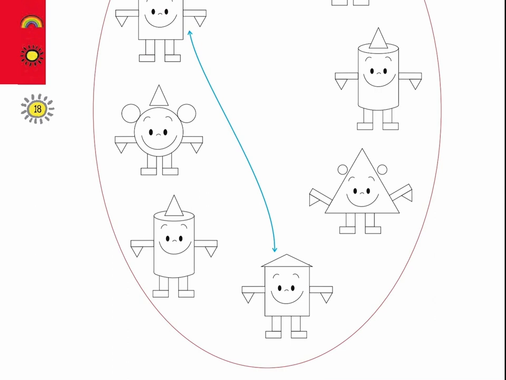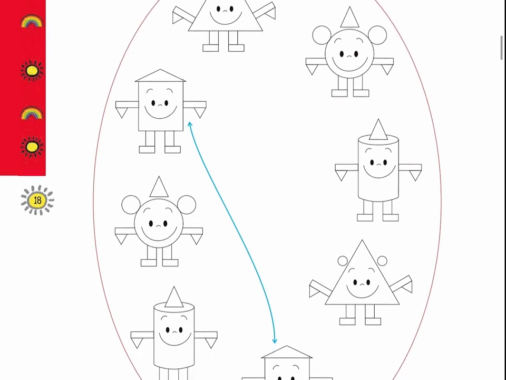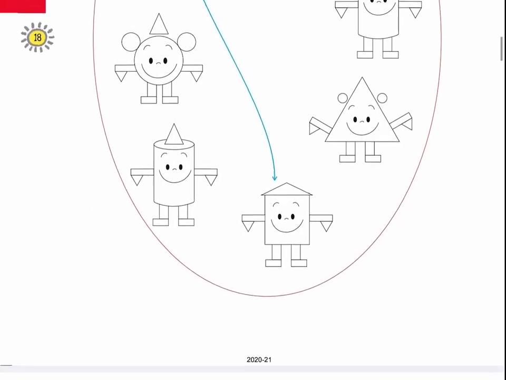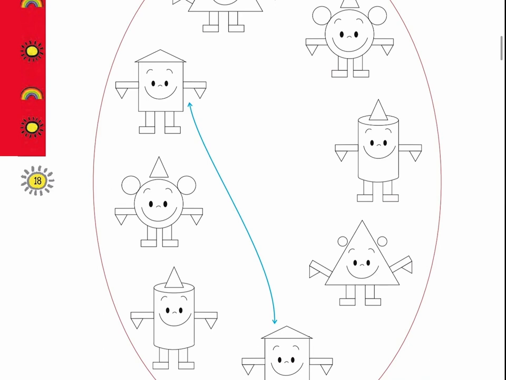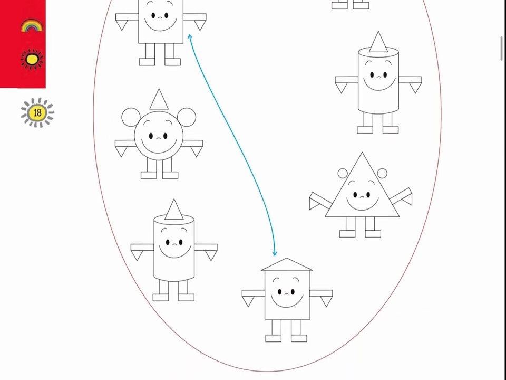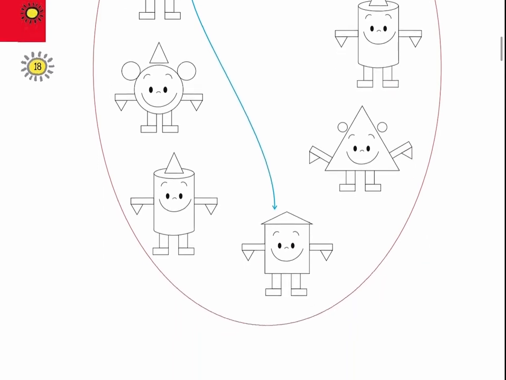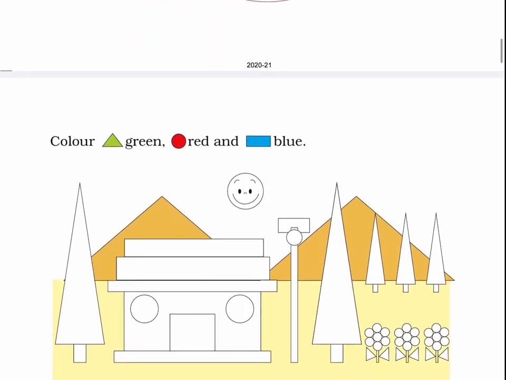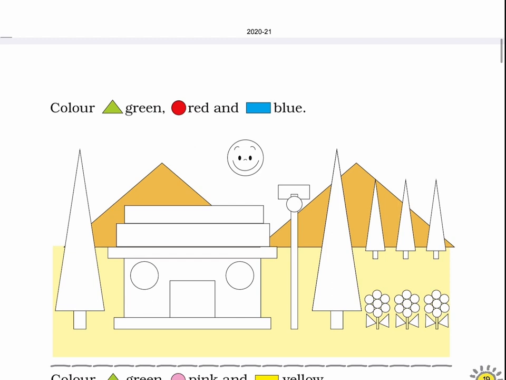Face 5, Rectangle shape. Face 6, Triangle shape. Face 7, Cylinder shape. Face 8, Round shape. Face 2 is matched with face 5 by drawing a line, as both the faces have the same rectangular shapes. Question on this page. Join the similar shapes.